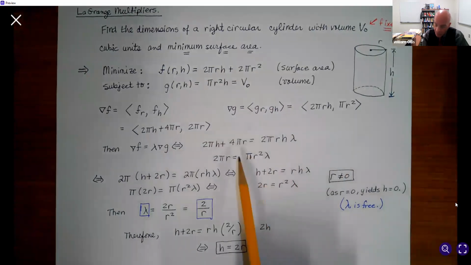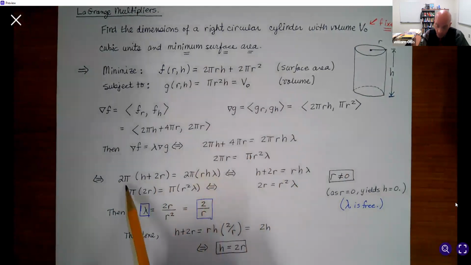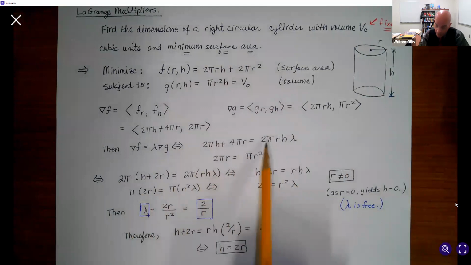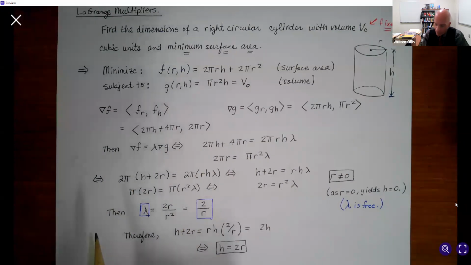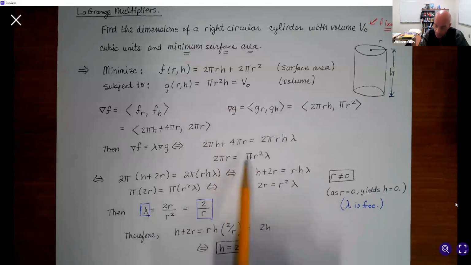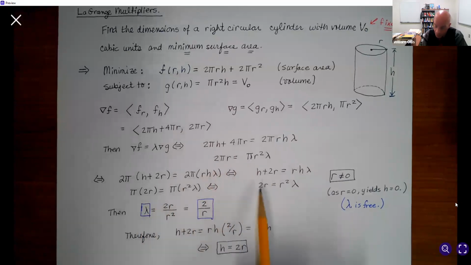Now, what you're noticing here is that we've got lots of extra stuff here that we can absorb. So here in the first equation, we have the 2 pi, which is common to both sides, which we can absorb, and that leaves us with H plus 2R equals RH lambda. Not very difficult compared to some of the problems we do, but certainly very important. And then, of course, here, if we factor the pi's, they divide out, and we're left with 2R equals R squared lambda.